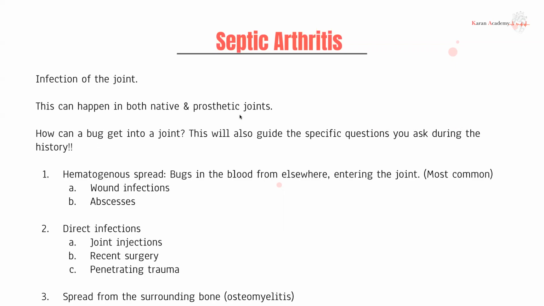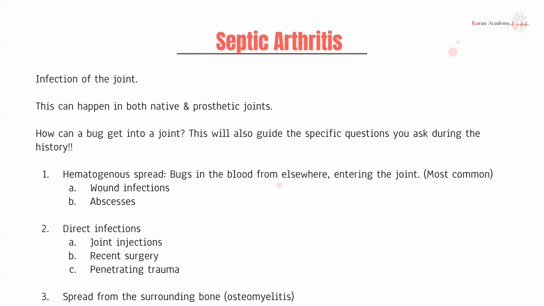So firstly, you have hematogenous spread. I used to think that with septic arthritis, an infection of the joint, if stuff goes into joints or if joints get exposed, that's what's most commonly going to be causing them. But it turns out hematogenous spread is the most common cause of septic arthritis, which means that there are bugs in the blood from somewhere else that are then entering the joint. So things like wound infections, abscesses, and so forth. And it's not direct infections that are most common.